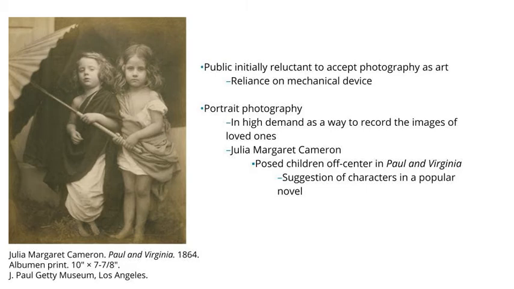This example of portrait photography is by Julia Margaret Cameron, and she posed the children off-center, which was at first not really something that anyone did, and then people started realizing that you can play with composition and not everything has to be centered, and that can actually be a cool element to it. This piece is called Paul and Virginia, which is actually a reference to characters from a popular novel at the time.